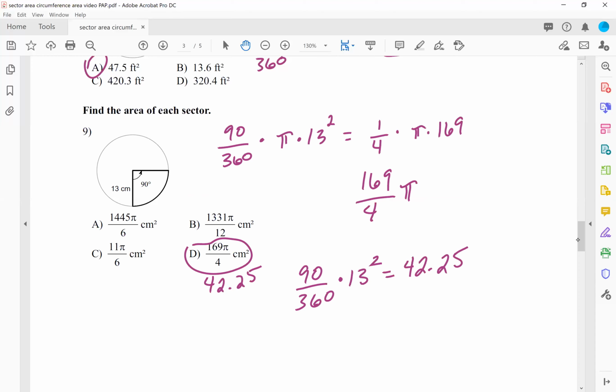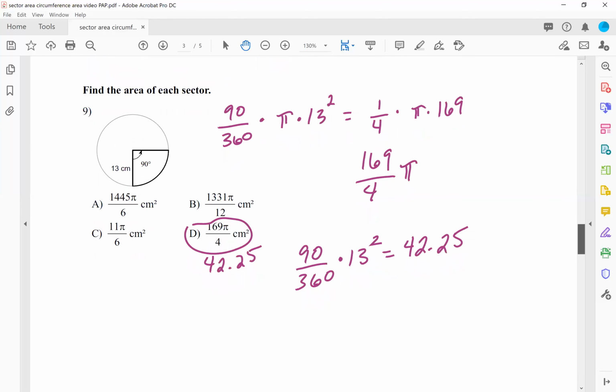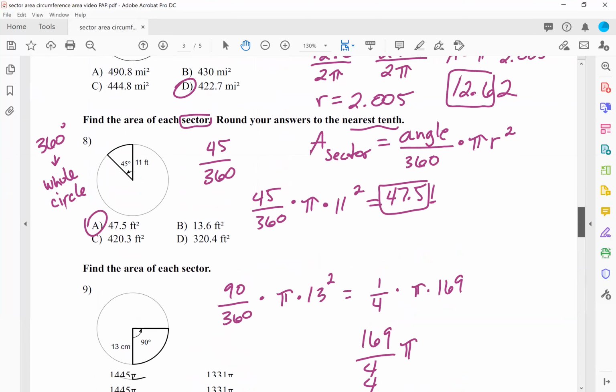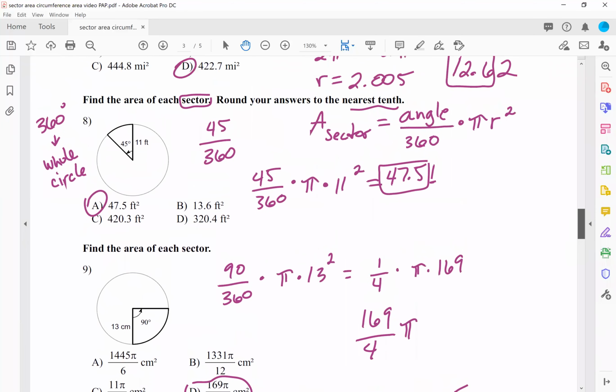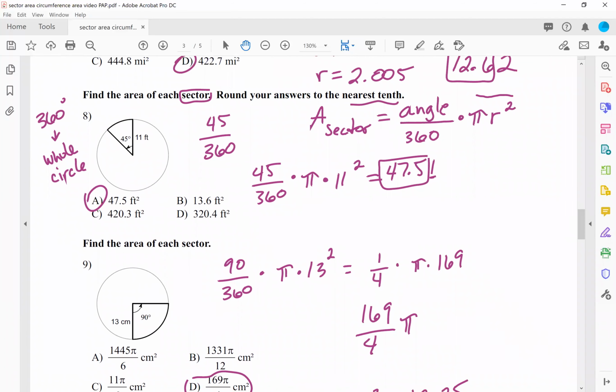So what you can do is, if you're good with reducing numbers and getting a fraction from reducing things, do it that way. But if you're not so good at that, type everything into the calculator except for pi, and then turn all these fractions into decimals and just find the one that matches. Okay, so that's sector. Just remember, a sector is just a piece of a circle. And here's the formula for sector.